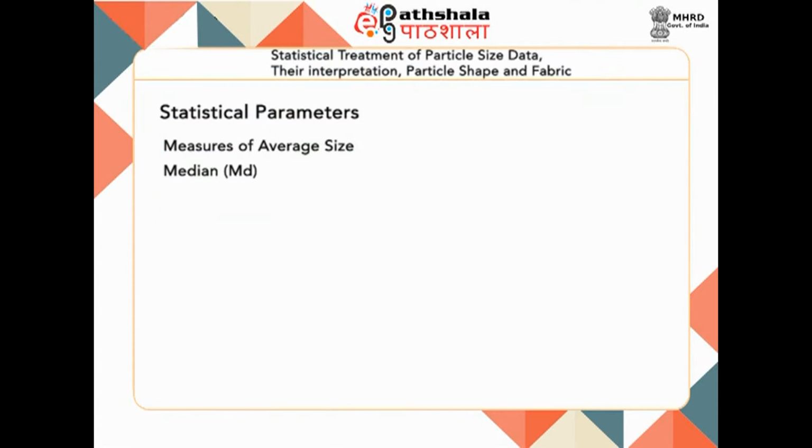or millimeter. Now, the third parameter which we identify is the graphic mean. The best graphic measure, we can say, for determining the overall size is the mean, given by the formula: phi 16 plus phi 50 plus phi 84, divided by 3.